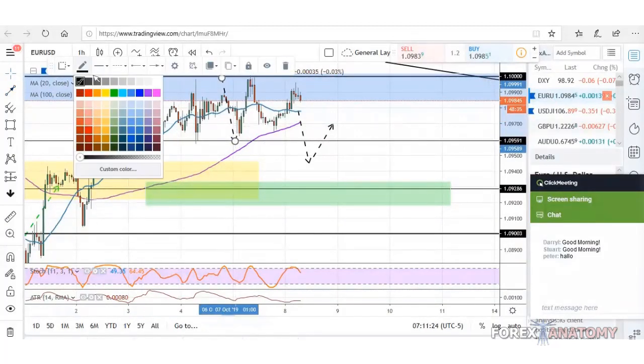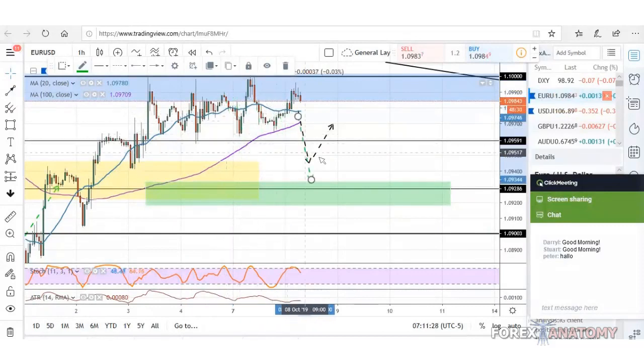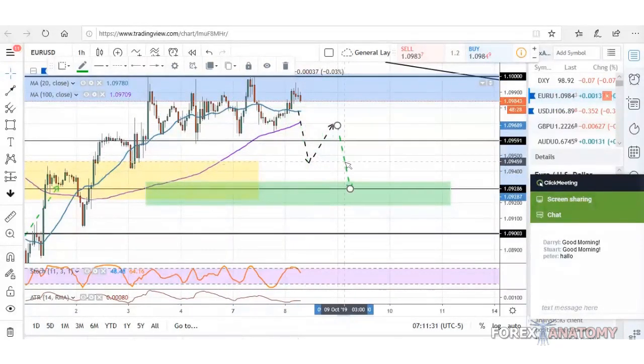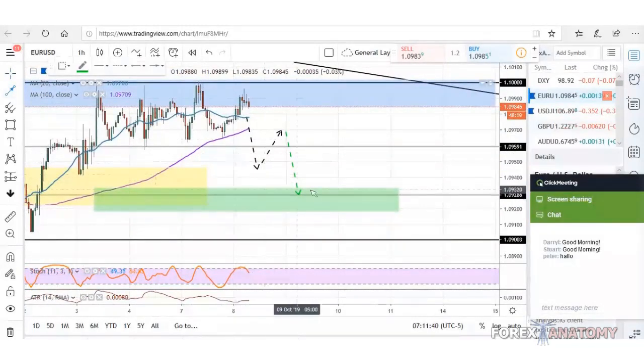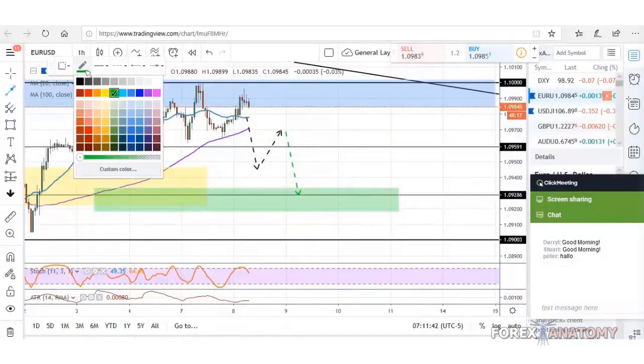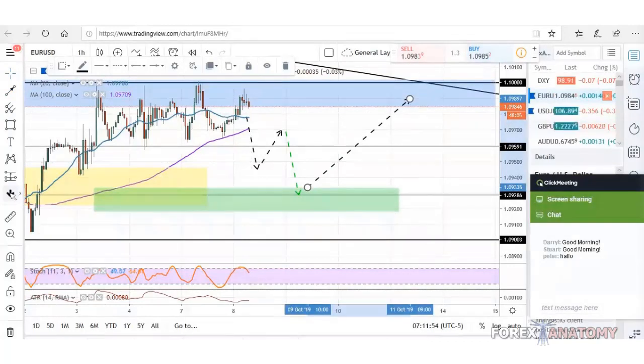So then, let me just drag this down here. So then, I'm expecting for something like this to take place, right? And then from here, I'm expecting another move higher, possibly to test this descending trend line resistance, or this channel resistance up here. But in other words, what we're going to do is wait for a selling opportunity.